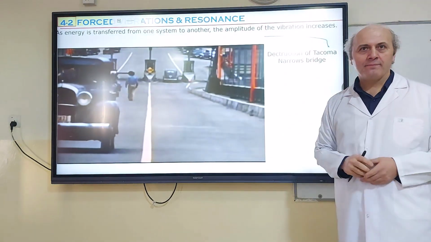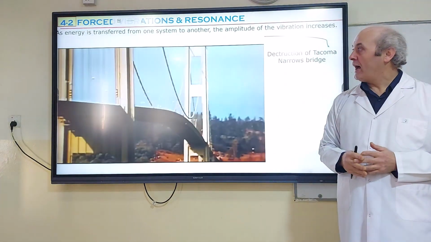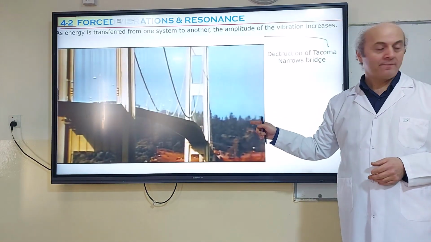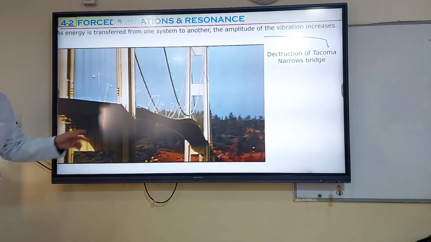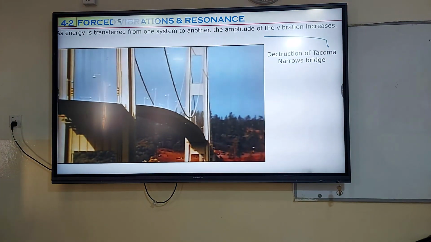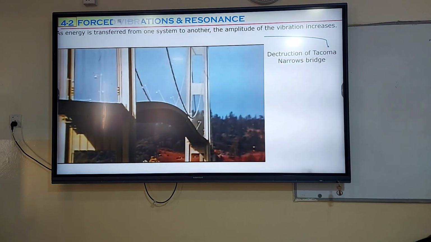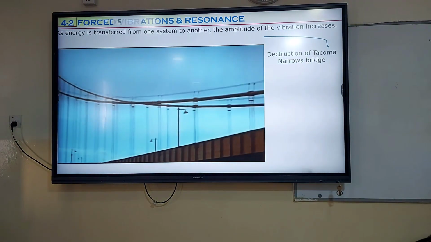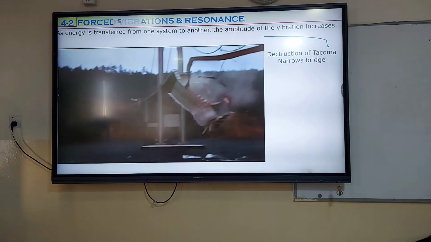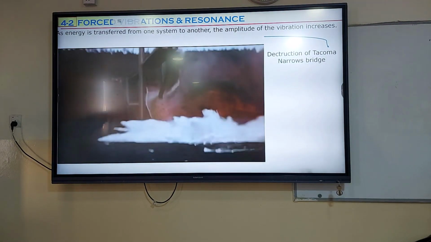It's vibrating. Just 3 months after it opened, in a steady wind, the Tacoma Narrows Bridge began to twist, and the bridge tore itself apart. Standing waves, you see that? Only vibrating. Standing waves formed on the bridge.